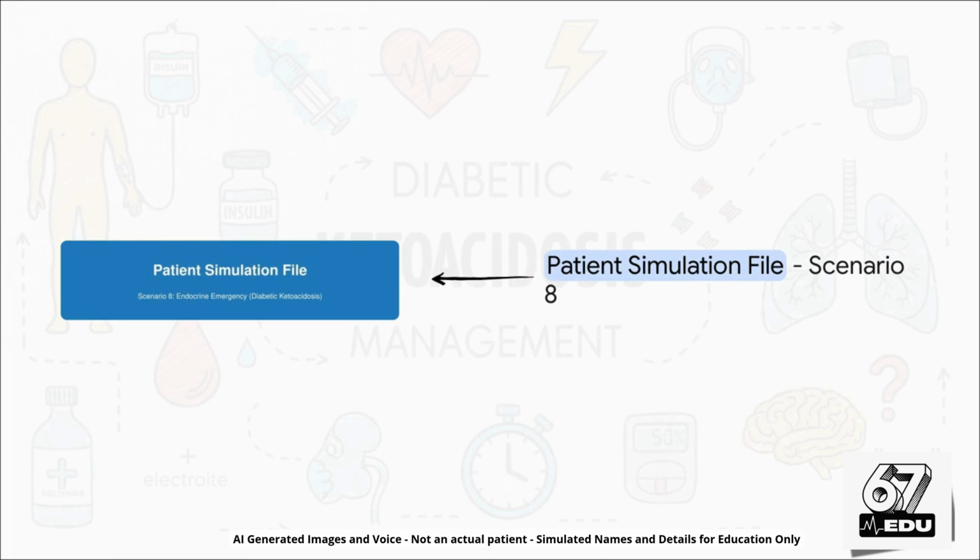The specific file we're tackling today is Scenario 8. We're looking at a critical endocrine emergency. And when assessing patients, these are exactly the types of cases that demand absolute precision. You need sharp assessment skills, and more importantly, you have to be able to look right past the most obvious numbers blinking at you on the monitor.